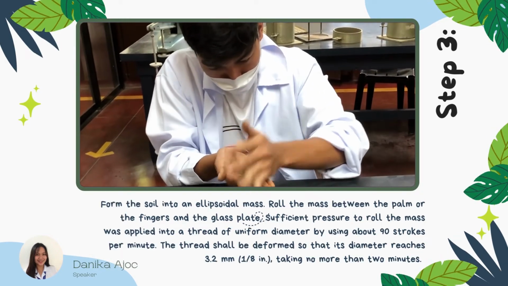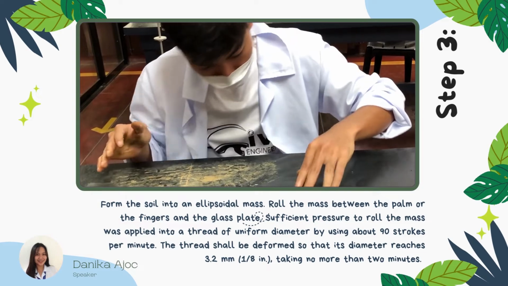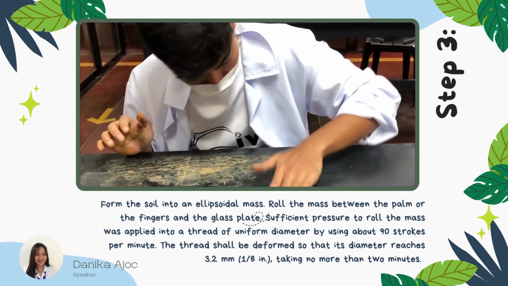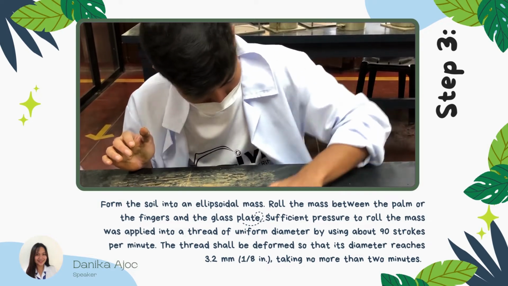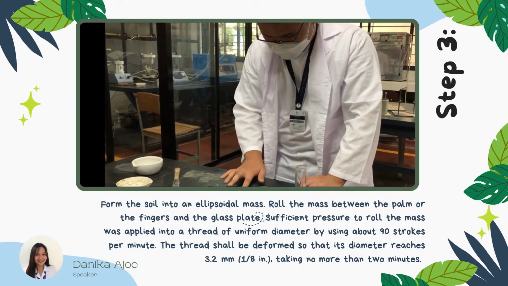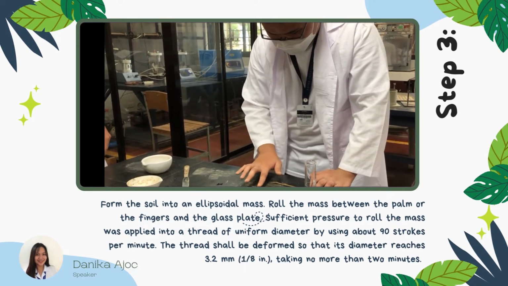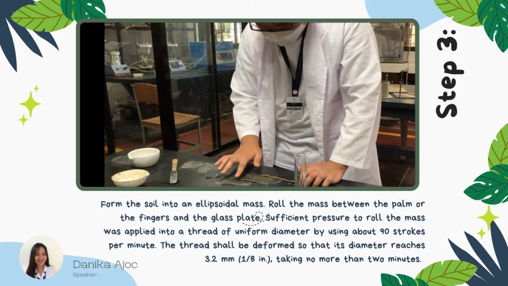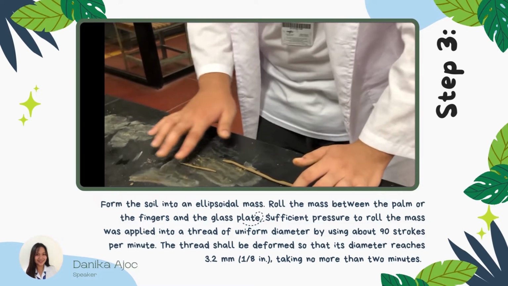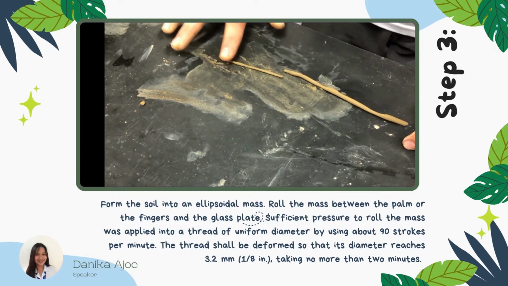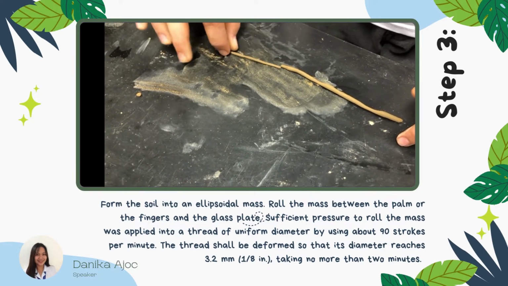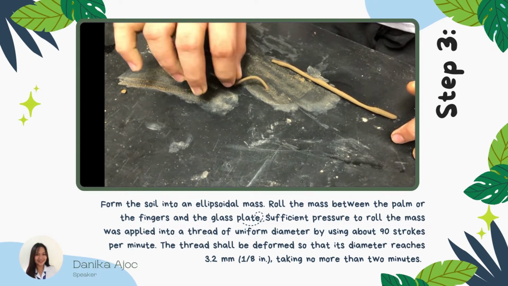Step 3. Form the soil into an ellipsoidal mass. Roll the mass between the palm or the fingers and the glass plate. Sufficient pressure to roll the mass was applied into a thread with uniform diameter by using about 90 strokes per minute. The thread should be formed so that its diameter reaches 3.2 mm, 1/8 of an inch, taking no more than 2 minutes.